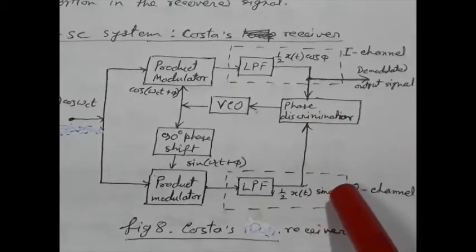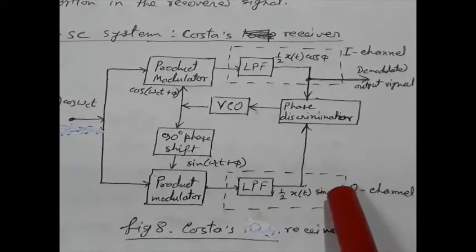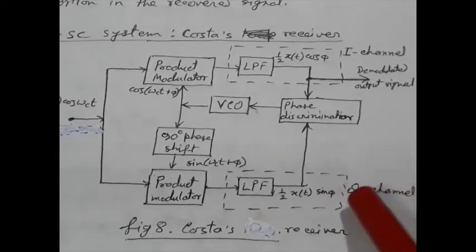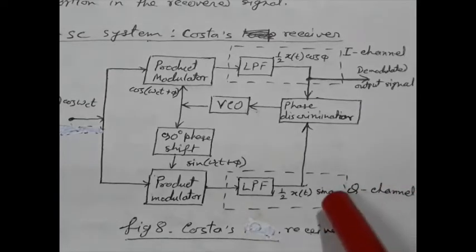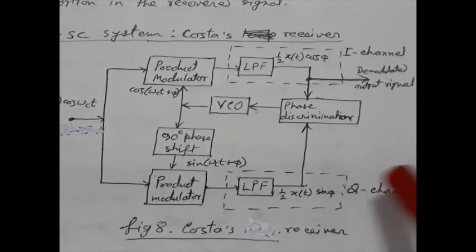But when phi is small, sin phi is almost equal to phi. That means it is proportional to phi, when phi is a very small quantity. That means the Q channel output is no longer 0.